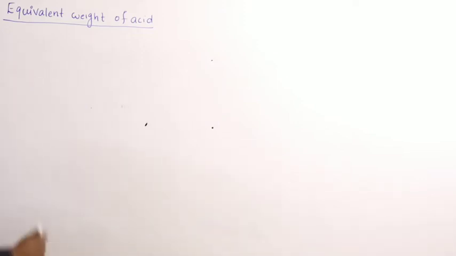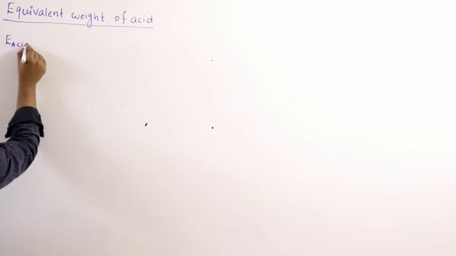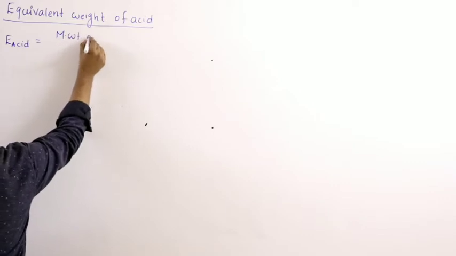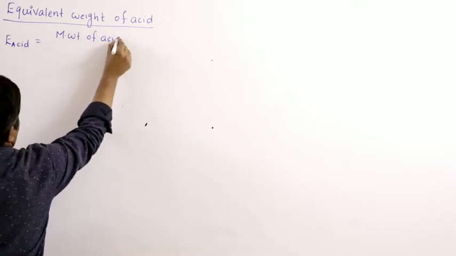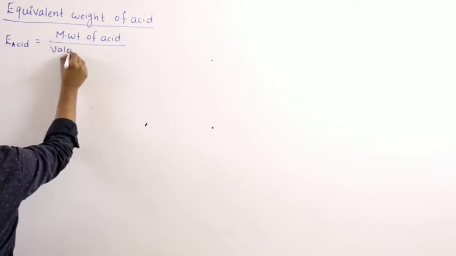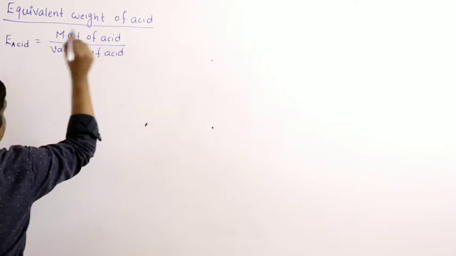So let us see how to find equivalent weight of acid. Equivalent weight of acid is equal to molecular weight of acid by valency of acid. Now what is this valency of acid?